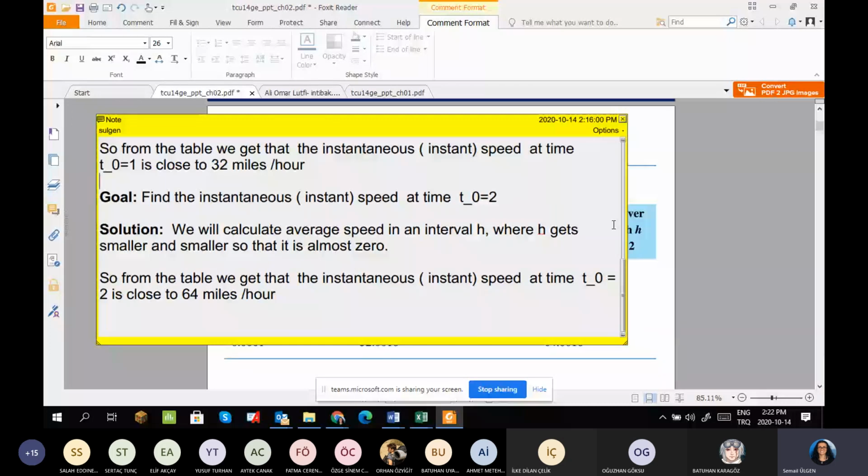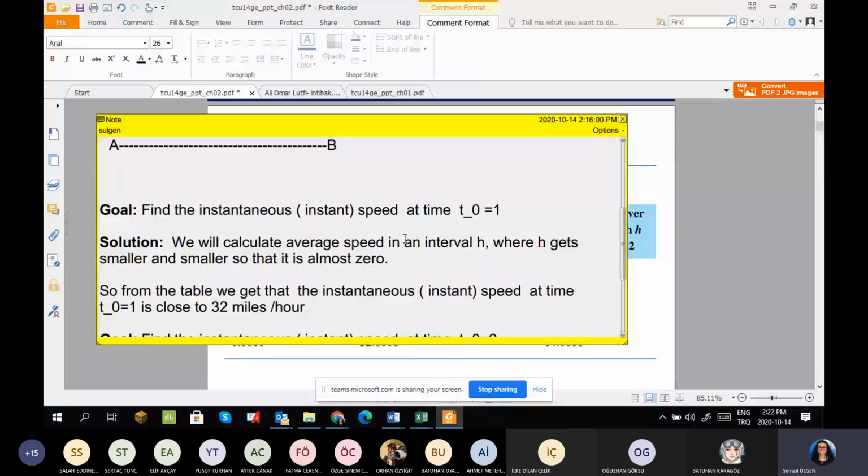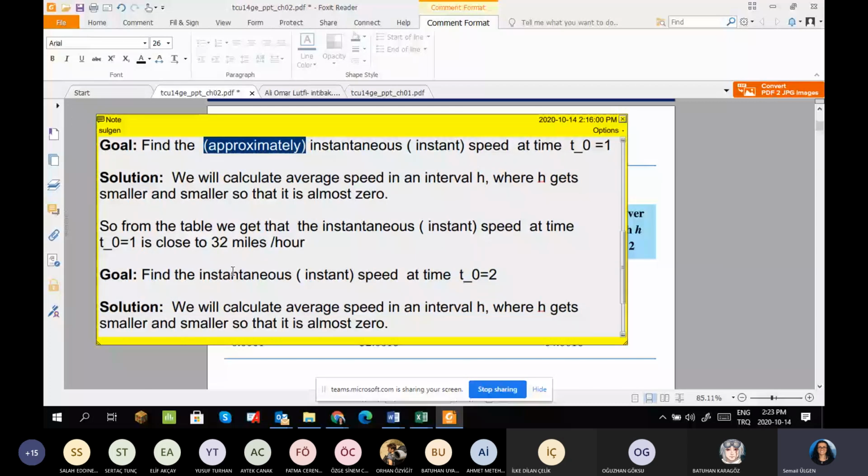So I just write them down here. Our goal is to find the instantaneous speed at time t naught equal to 1. You won't be able to find it exactly yet; approximately, you can find it. This tool is not good enough for it. But in chapter 2, we will be able to find the exact instantaneous speed.